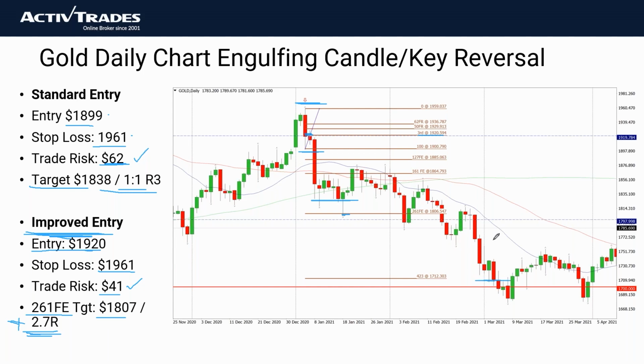Now, in this particular case, you can see that about 6 weeks later, it did actually hit the 423. So you can do your own sums off that if you wish. But the thing about the 423 is that it can take much longer to achieve, so it depends upon your overall timeline. We're just working on swapping 1-to-1 standard entries for the improved entry with the pullback entry and the 261 target. You can see that the reward to risk is very, very different for pretty much the same trade, shorting gold off the pin bar, and hopefully you can see the big difference that can make to helping you nudge your way to being more profitable.